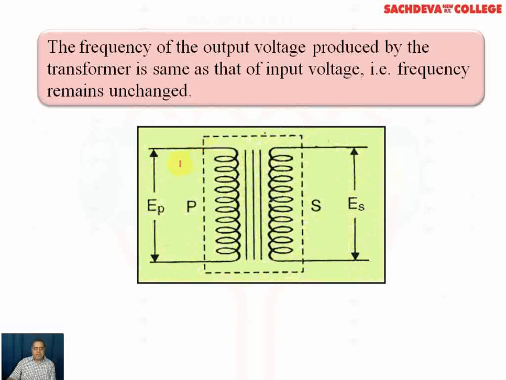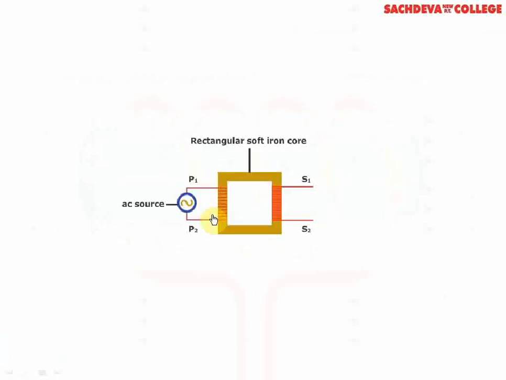Now, in the figure, again, a primary and a secondary coil are indicated. EP stands for the input electromotive force or input voltage, and ES is indicating the output voltage. P stands for the primary coil and S stands for the secondary coil. Between the dotted portion, there are certain lines indicated, showing that the primary and secondary coils are insulated from each other. There is a rectangular soft iron core.